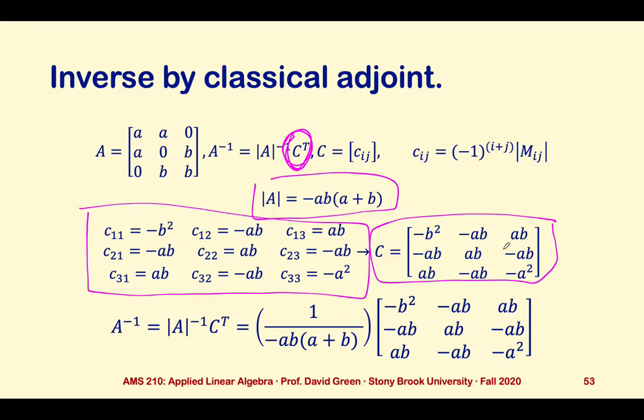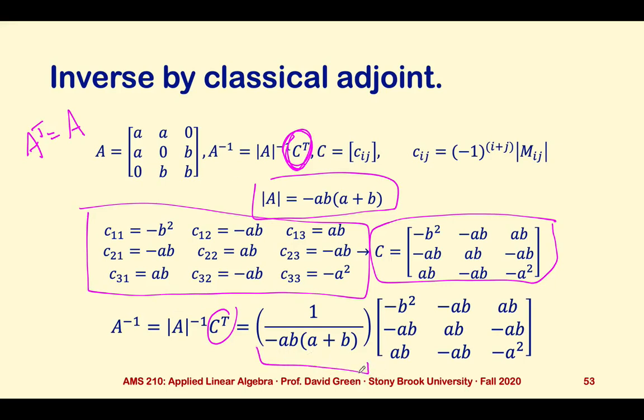However, in the example that we were working with, we note that actually the original matrix was symmetric. A transpose equals A. And the cofactor matrix is also symmetric. Right? And thus, the C transpose just equals the same as this matrix here. The final result for the inverse is this transpose of the cofactor matrix, which is the same in this case, multiplied by 1 over the determinant.